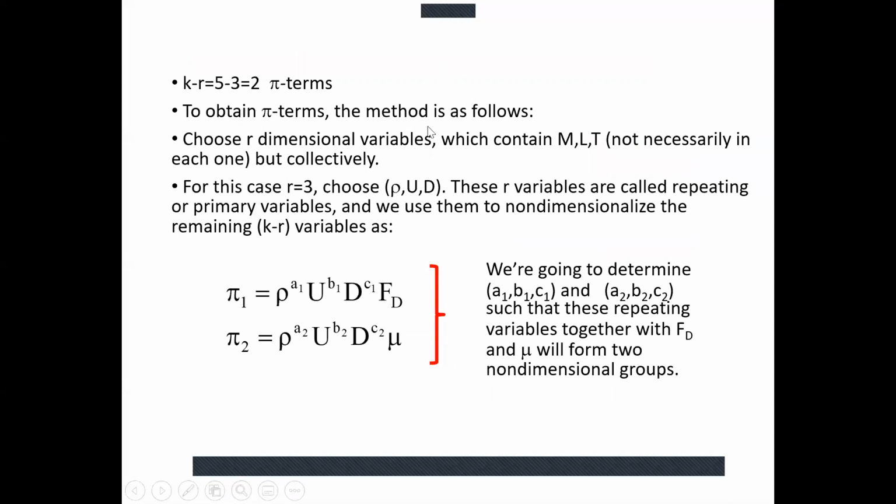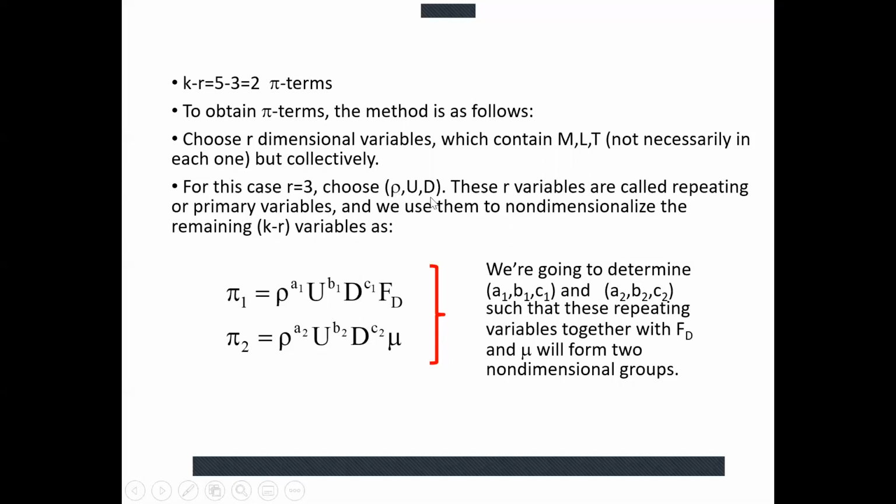To obtain pi terms, the method is as follows. Choose r-dimensional variables which contain M, L, T collectively. For this case, r is 3, so we choose rho, u, and d. In choosing those 3 variables, we are trying to have M, L, and T exist in the combination of those 3. These r variables are called repeating or primary variables.